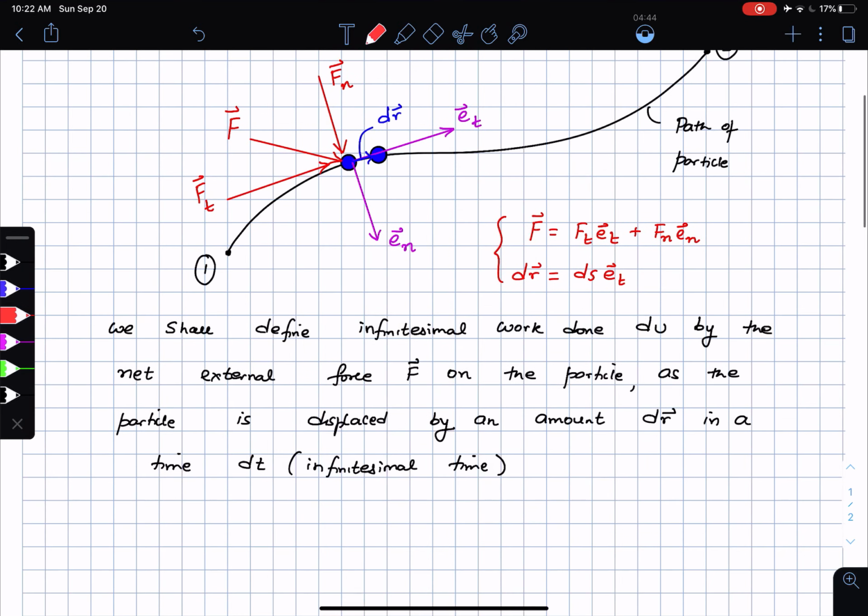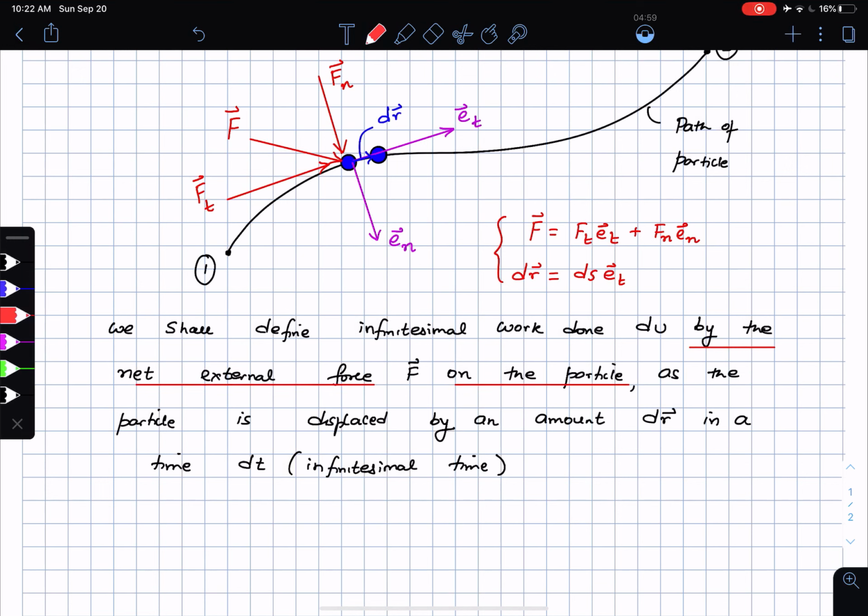Now I'm going to define the infinitesimal work done. These are important terms that I'm going to talk about. This is the work done by the force, by the net external force, not just any force, on the particle.